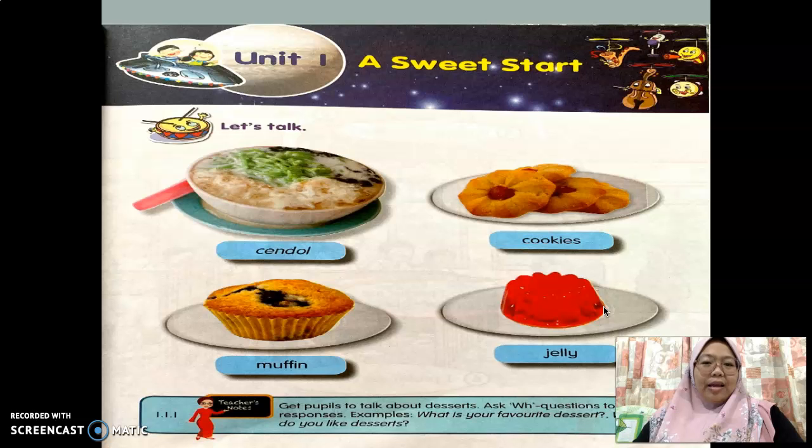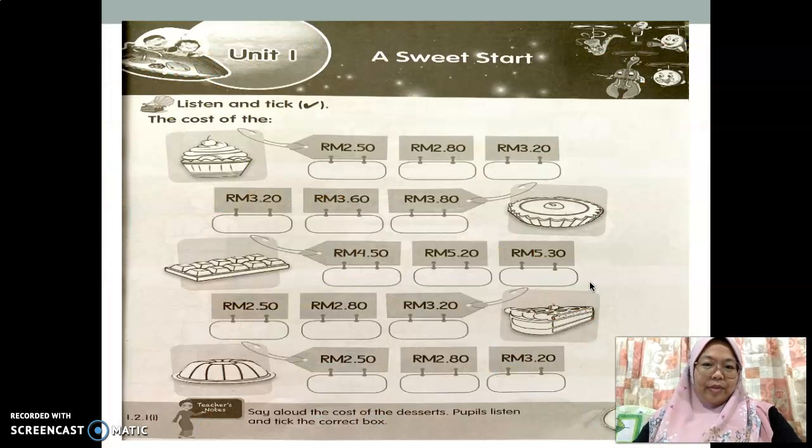Okey. Sekarang buka buku aktiviti. Now open up your activity book. Page 1. Okay. Listen and tick. Dengar dan tandakan.